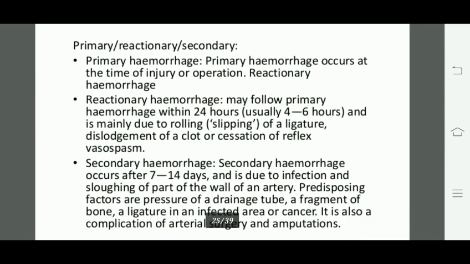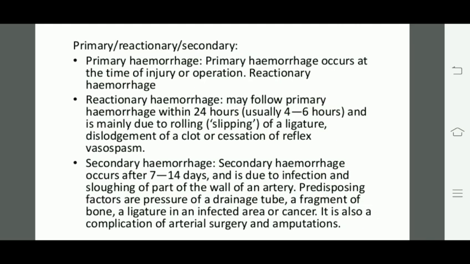Second type, we have primary, reactionary, and secondary. So, primary hemorrhage. Primary hemorrhage occurs at the time of injury or operation. Reactionary hemorrhage may follow primary hemorrhage within 24 hours, usually 4 to 6 hours, and is mainly due to rolling of a ligature, dislodgement of a clot, or cessation of reflex vasospasm.